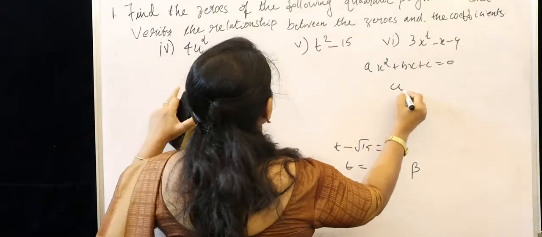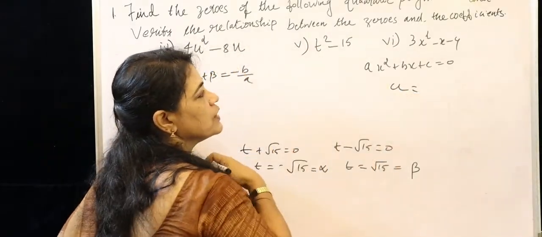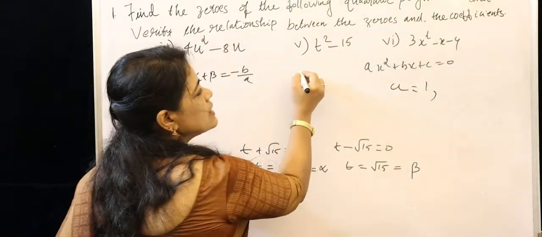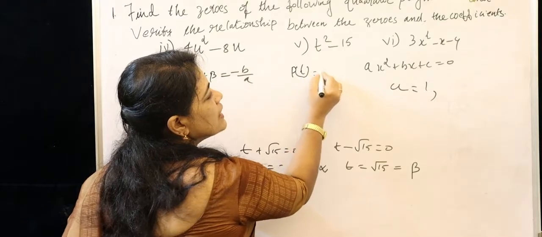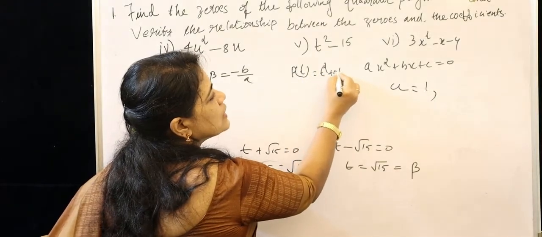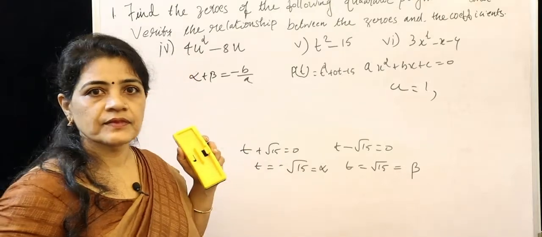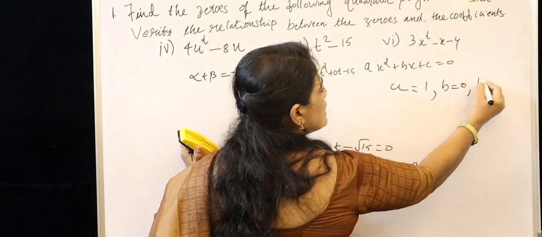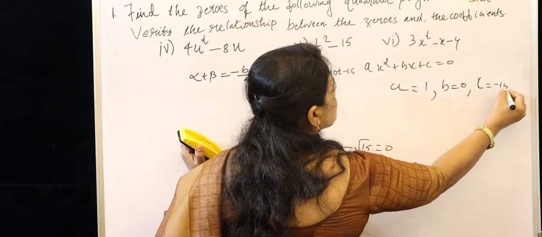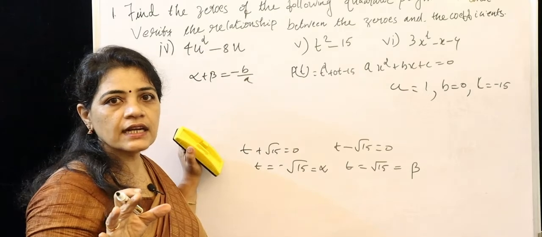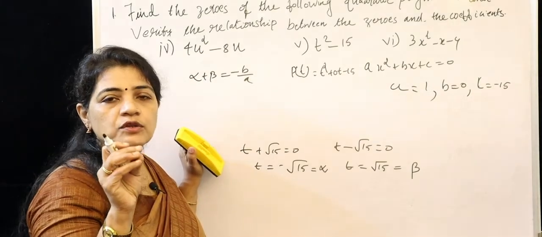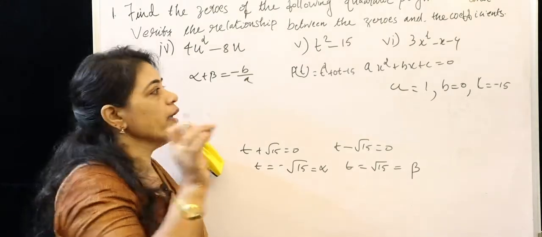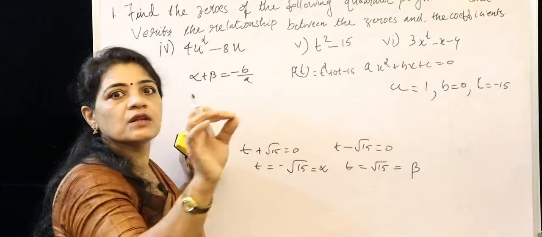So a is equal to the coefficient of t square, that is 1. B, the middle term, is not there. That means p of t is t square plus 0t minus 15. So here b equal to 0 and c is equal to negative 15. Understood? Is that point clear, children? Here the middle term is not there, so you can include that term by making its coefficient 0, that is 0t.